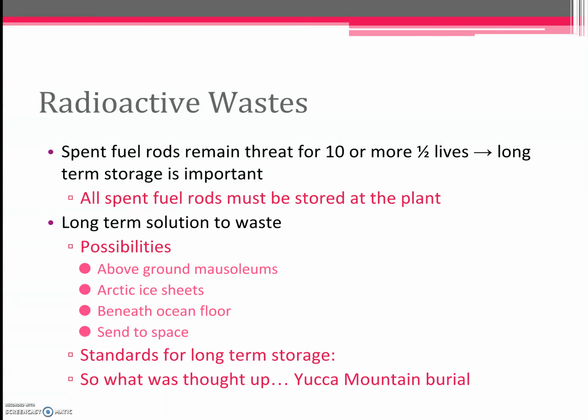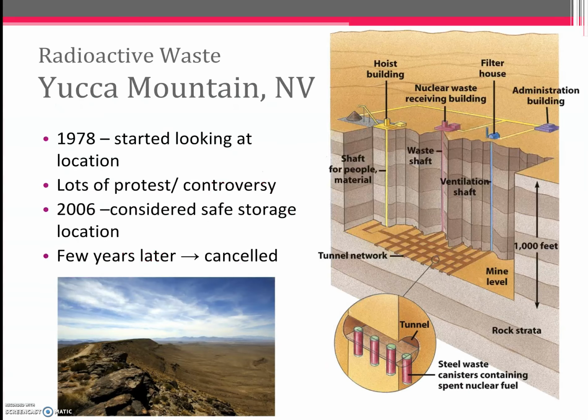Yucca Mountain was proposed in 1978. It's a site that is 90 miles northwest of Las Vegas. In 2006, it was determined that it would be our best long-term repository, but the project was canceled. There were too many protests, even though it was considered to be safe. People of Las Vegas did not want nuclear waste stored 90 miles from them.